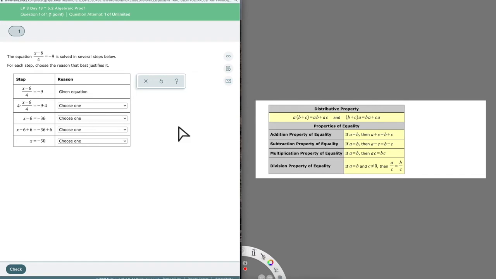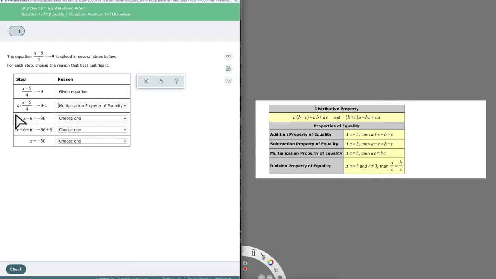So if I come over here and I look, we have the distributive property, which we can distribute. And if it's on this side, we can also distribute. So we'd end up with these pieces here. We have the addition property saying I can add the same thing to both sides. The subtraction property says I can subtract the same thing from both sides. The multiplication property, I can multiply the same thing on both sides. And then the division property, I can divide the same thing on both sides. So I'm multiplying by 4 on both sides. So that is the multiplication property of equality.